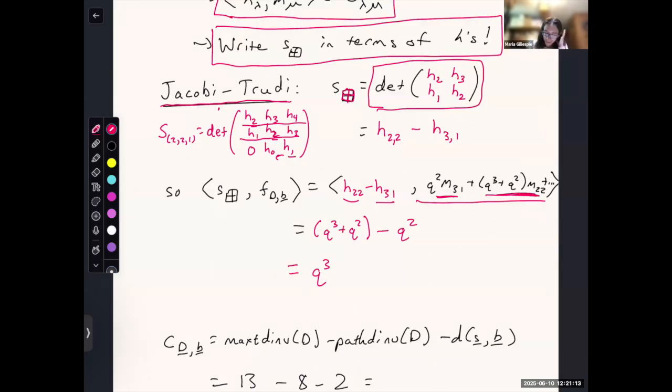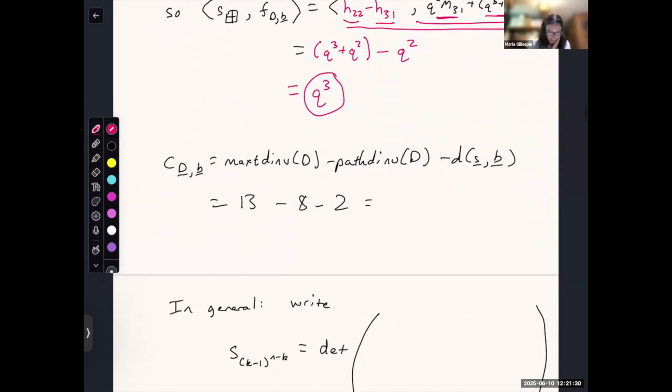Okay, but anyway, you see that with Jacobi-Trudi, it actually wasn't too bad in this case to see that we got a single power of q, which is what we want. That's what we're trying to show happens in general. Or it could be 0. It could just be identically 0 if the b is chosen to be bad. So that's what we're going to go through the proof of today.